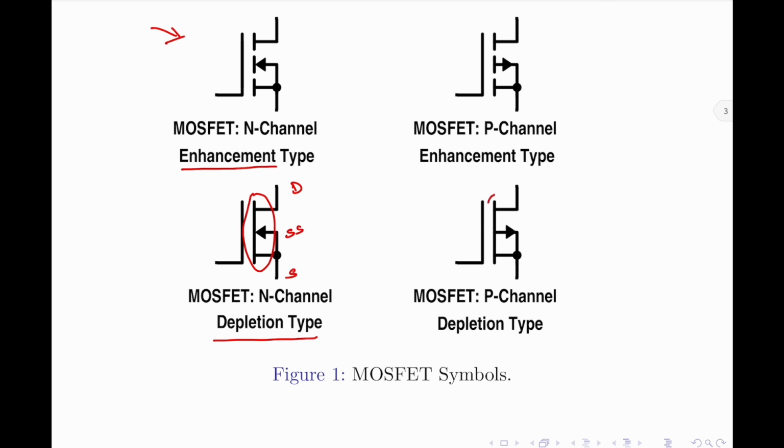If you look at the depletion type MOSFET, you can see that the drain, the source and substrate are connected using one single line, whereas in an enhancement type they are not connected together, indicating that a channel has to be created for an enhancement type MOSFET, whereas for a depletion type the channel already exists. In this video, I will discuss the construction and working principle of an N-channel enhancement type MOSFET.